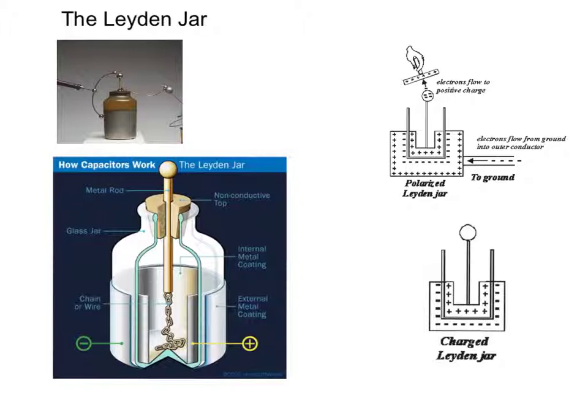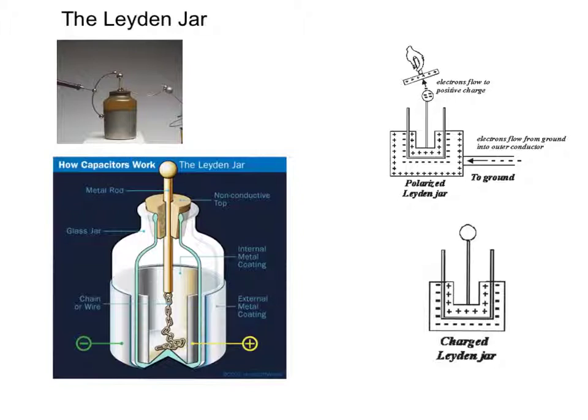It was discovered a bit later when he had an assistant who touched the wire in the beaker while holding the outside of the thing and got a tremendous shock. That shock was so painful and shocking that Kleist gave up on the whole thing. But we get out of it a Leyden jar.